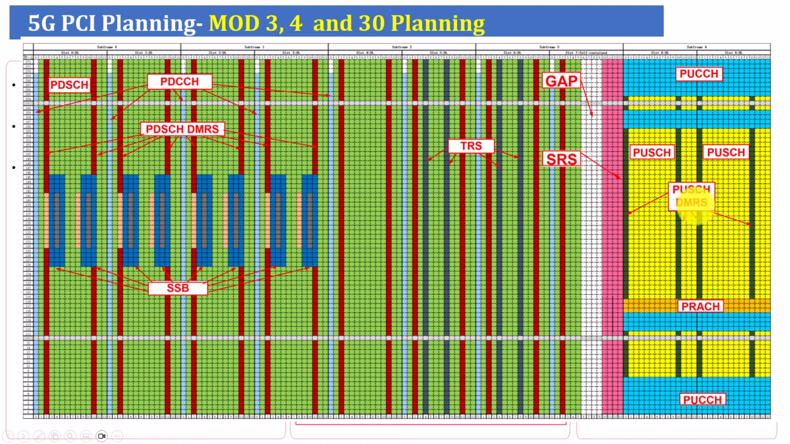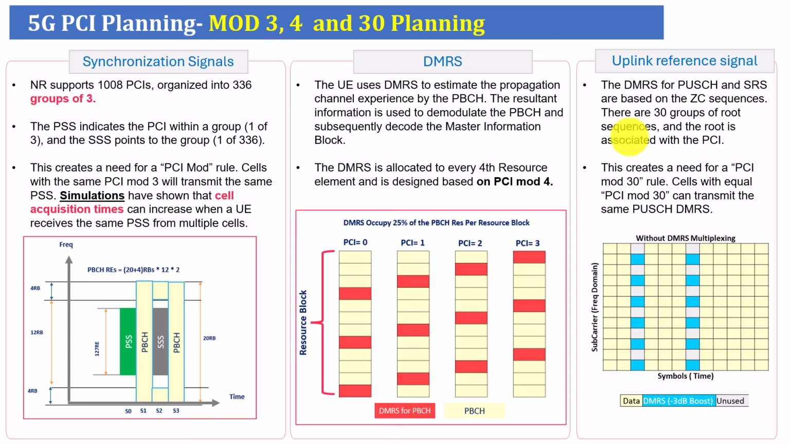And now we're speaking about the DMRS, which is located here, as you can see in this location, and this actually requires mod 30. So again, the uplink reference signal requires mod 30 planning, and usually the mod 30 planning is already designed, so this will also be achieved. We don't really worry much about it because it will be already covered within the initial planning using the tools and so on. So let's move forward now to the next.